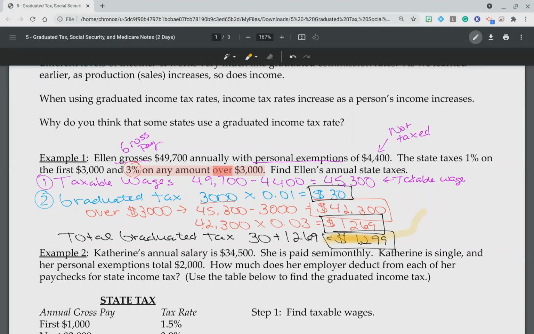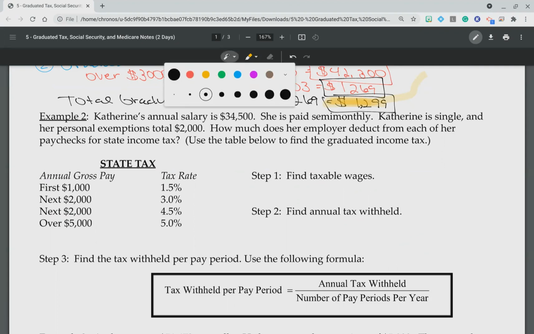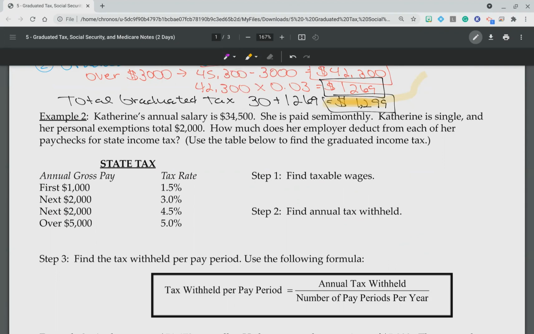Okay, let's look at another one. Catherine's annual salary is $34,500. She is paid semi-monthly. Catherine is single, and her personal exemptions total $2,000. How much does her employer deduct from each paycheck for state income tax? Okay, and we're going to use this table over here to find our graduated income.